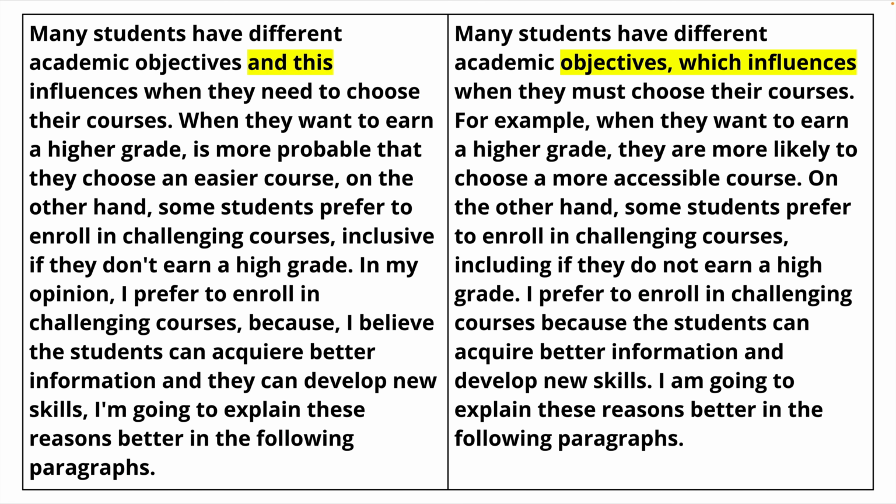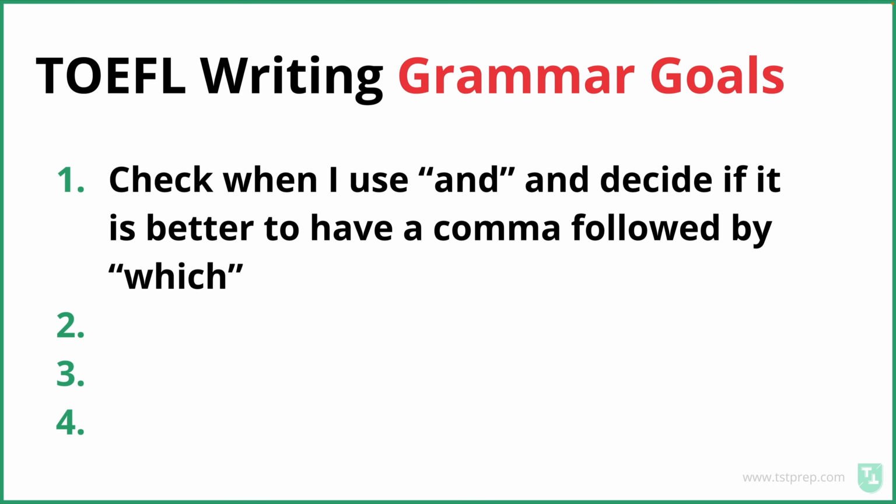And so what you want to do is highlight the parts that are different. So here, the first sentence says, many students have different academic objectives, and this influences when they need to choose their courses. Many students have different academic objectives, comma, which influences. So here, use which instead of and. So maybe that could be one of your goals. Check when I use and decide if it's better to have a comma followed by which. So next time I write, if I have and, maybe I write and too much, I'm going to check if it's better to just have a comma and use which.